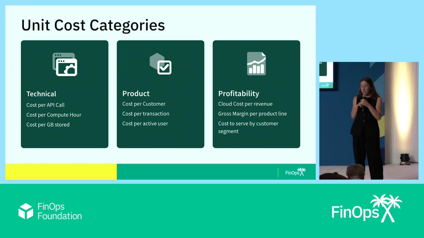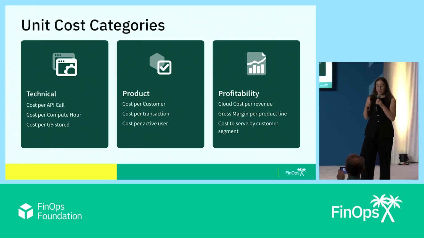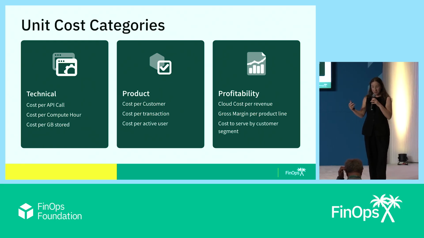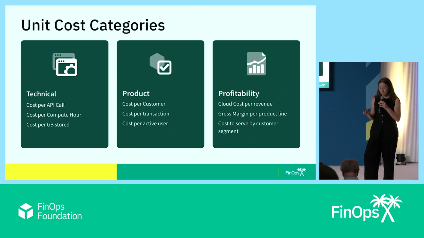If we have a look at product, how much does it actually cost to deliver value for the products we build? So you can have a think about cost per customer, cost per transaction, whatever your business drives. And profitability. Is growth financially sustainable? So that, again, would be something like the gross margin per product or cost to serve by customer segment.